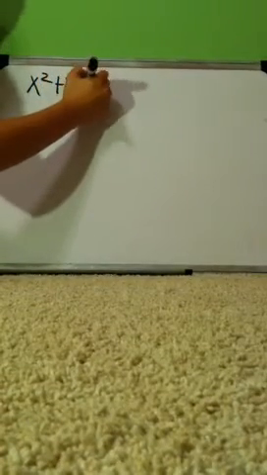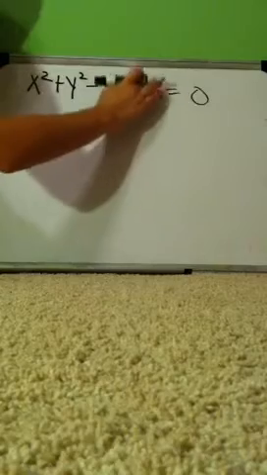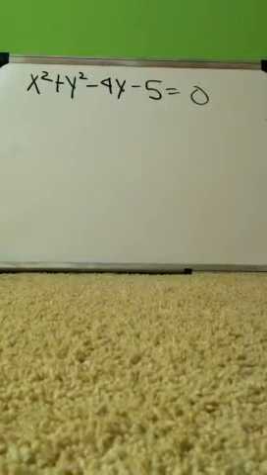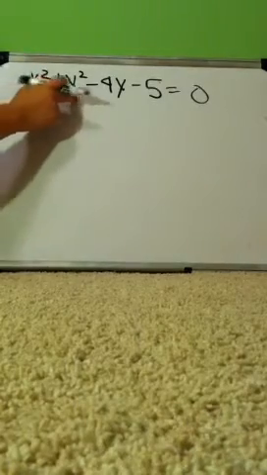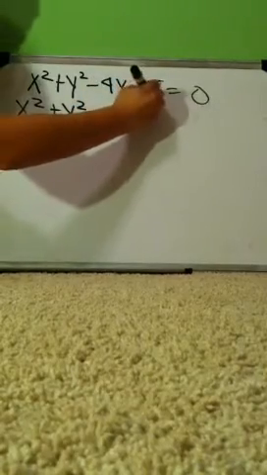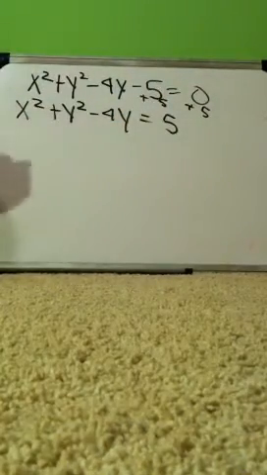Okay, so I have another example. This time we are asked to find the center and the radius. So it's x squared plus y squared minus 4y minus 5 equals 0. The first step is grouping our y's and our x's together. There's no other x, so we just keep that. So x squared, looks like everything's already in order, plus y squared minus 4y, and we're going to go ahead and move the 5 over. Equals 5.